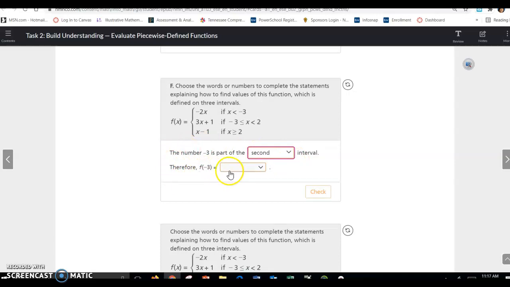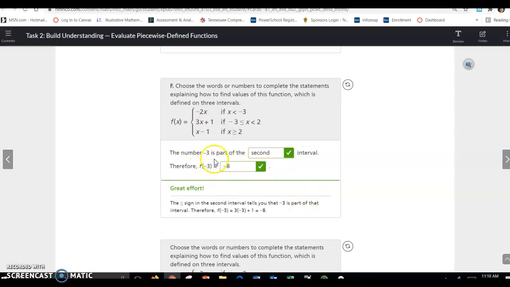Therefore, f of negative 3 is, all right, all we're looking at is the middle function, 3 times x plus 1. So 3 times negative 3 is negative 9. Negative 9 plus 1 is negative 8. So when you're trying to evaluate the number, you don't worry about the domain. The domain just tells you which function to choose to plug this number into.